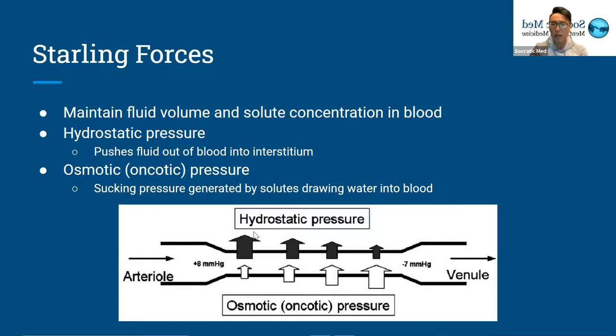Once it reaches the venule end, the blood will want to draw back some of the fluid, because the osmolarity is too high after it sends fluid from the blood into the tissue. So it'll try to draw some fluid back into the blood in order to maintain the osmolarity. These two different pressures work in conjunction with each other to maintain a stable solute concentration and fluid volume in the blood.